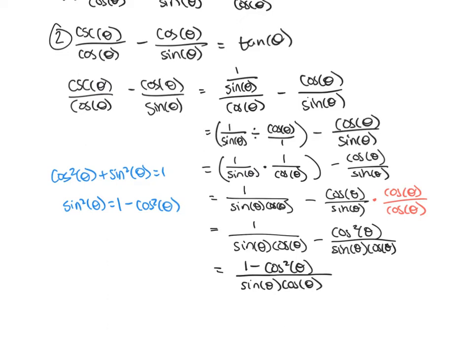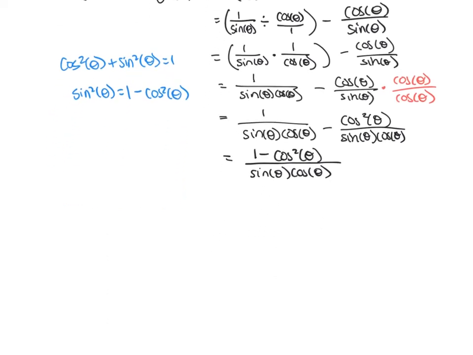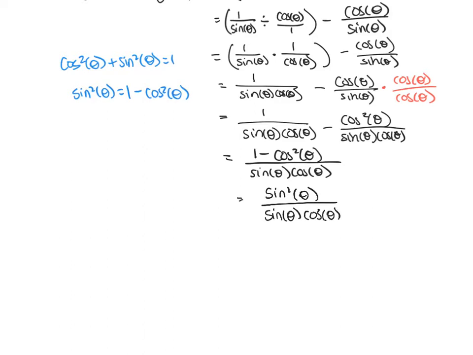So I'm going to replace that and say that in our numerator, instead of 1 minus cosine squared theta, we're going to have sine squared theta over sine of theta times cosine of theta. And when I look at this, I have a sine squared theta in my numerator and sine in my denominator, so I can cancel these out. We'll take out the squared, we'll take out that whole sine, and be left with sine of theta over cosine of theta. And sine of theta over cosine of theta is tangent of theta, which is exactly what we wanted.